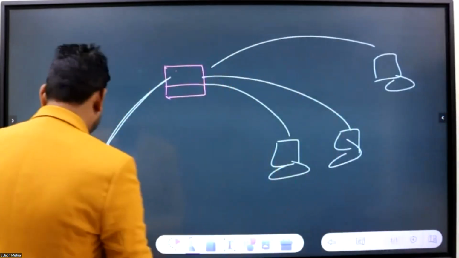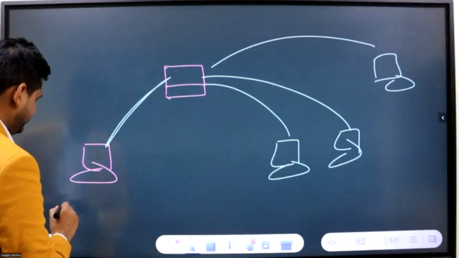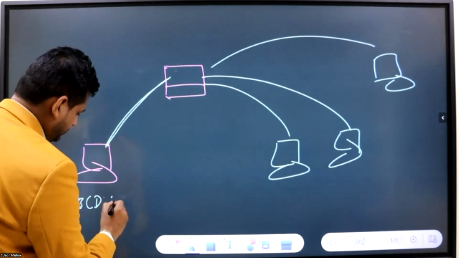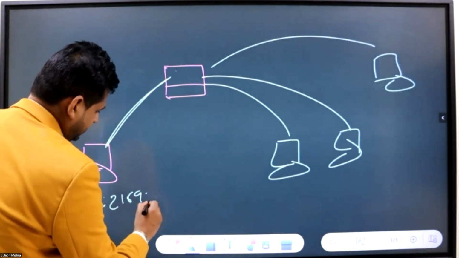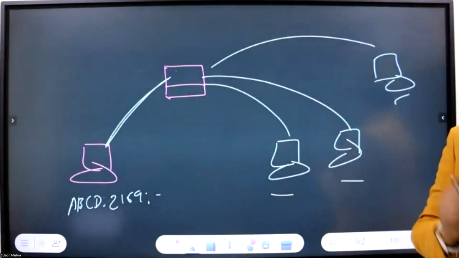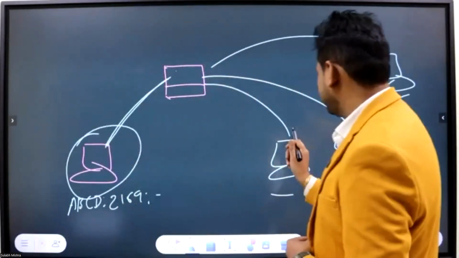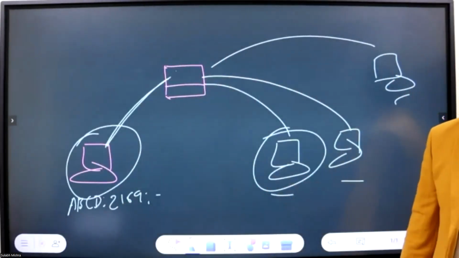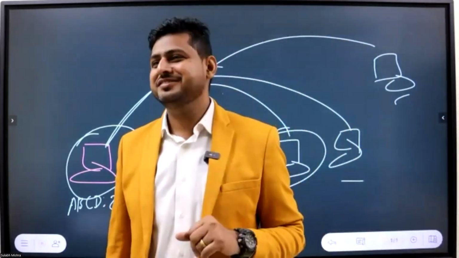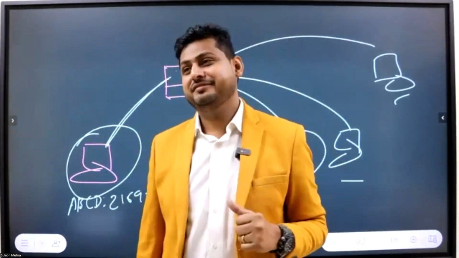For example, this computer has an IP address and a MAC address, because it works on MAC address. The MAC address may be something like ABCD, a combination of alphanumeric characters. Similarly here. If this computer wants to communicate with this computer, these bridges and hubs are dumb devices. We call them dumb devices because they don't have a brain.